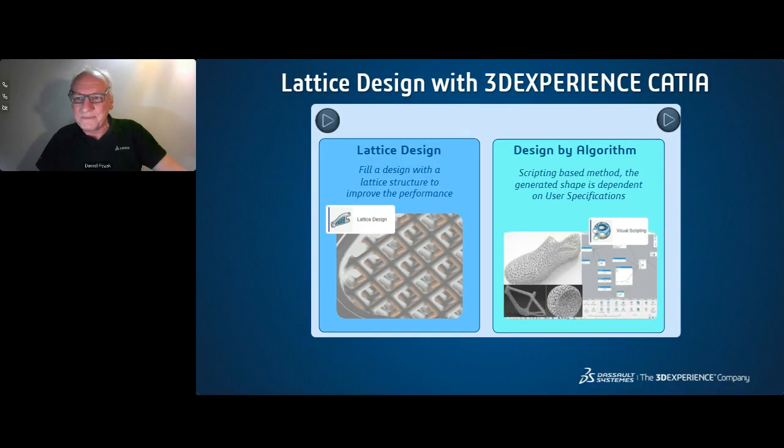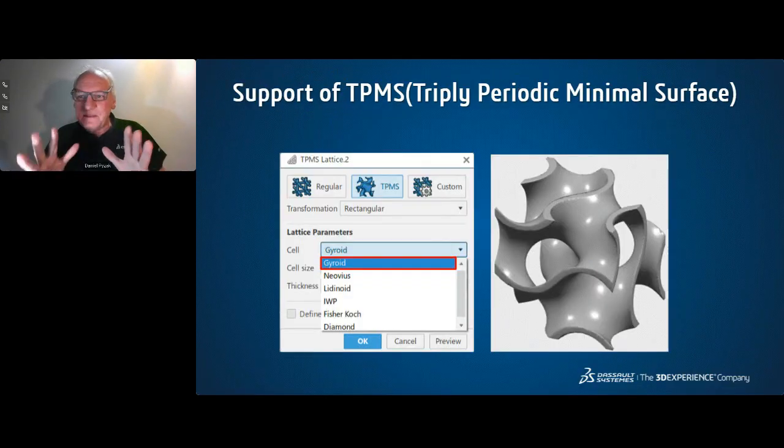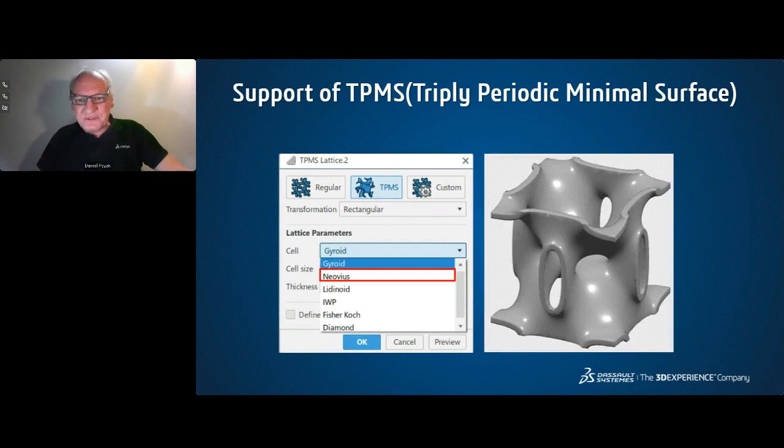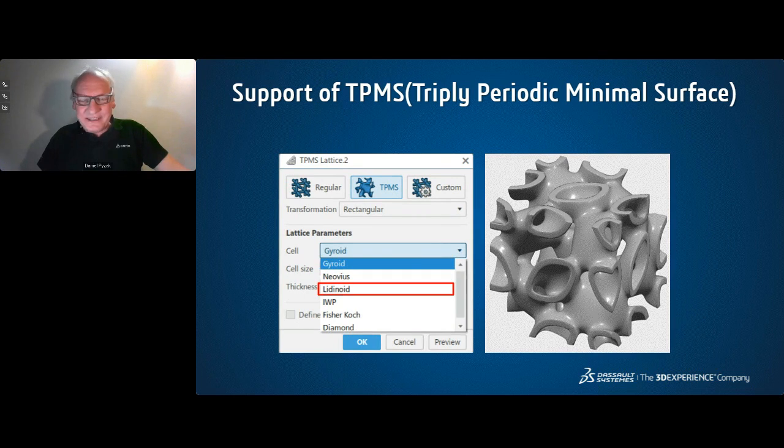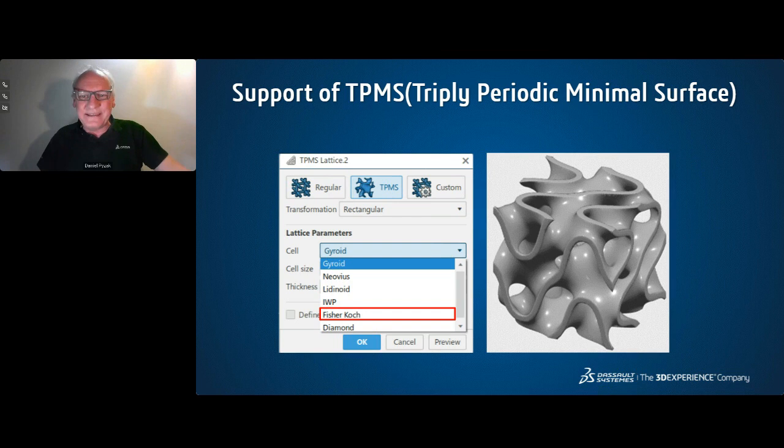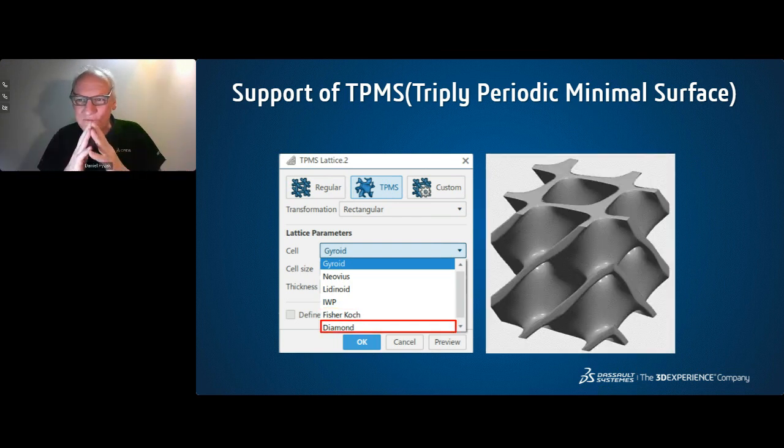Okay. So the TPMS in CATIA, in 3DEXPERIENCE CATIA for now, we have a couple of them: the gyroid, the Neovius, the Lidinoid, the IWP, Fisher core, and diamond. What I just want to emphasize is that, as you see, the lattice is not just a surface. It has a thickness. And TPMS has a thickness.